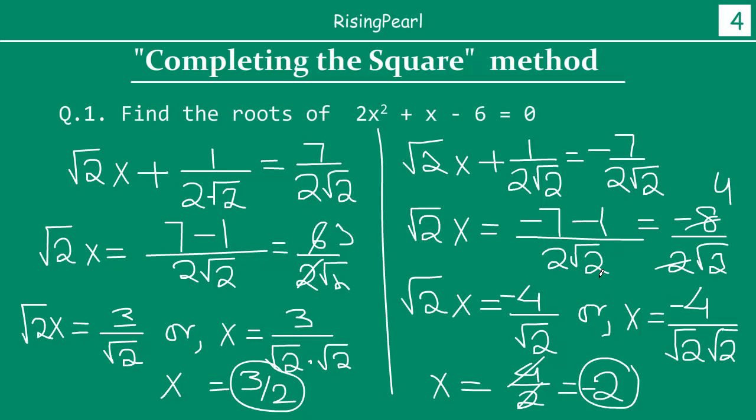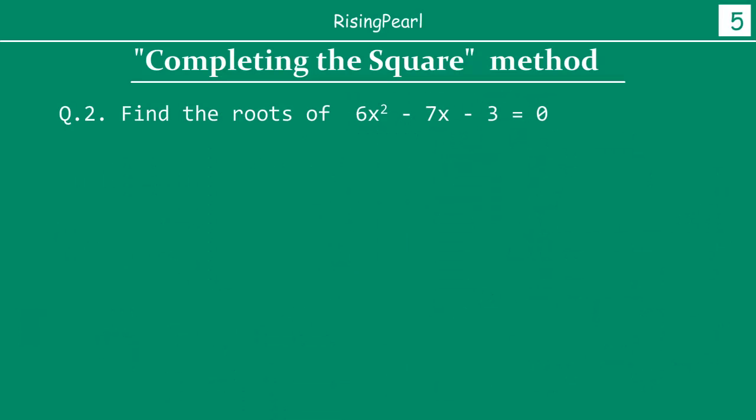So friends, here what we have seen is the two roots of this quadratic equation using the completing the square method are 3 by 2 and minus 2. So friends, let's see if we have time for one more example. I am trying to take more examples so you can see how we can apply the completing the square technique. So now let's say our question is finding the roots for 6x squared minus 7x minus 3. How do we do this?